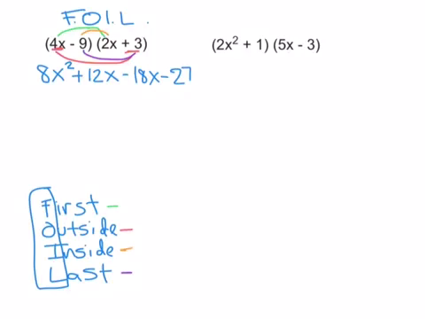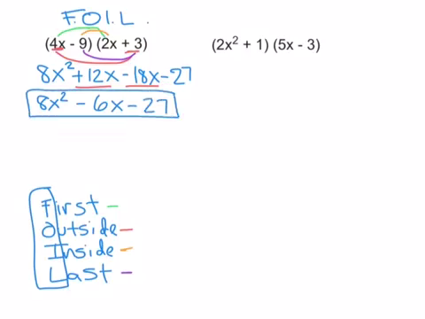Now after you do all that, what we call foiling, we use a verb there sometimes, we then need to combine any like terms. We have an x squared term here, and that doesn't have any other common terms, so 8x squared. Then we have positive 12x and negative 18x. Okay, those are like terms because they both have the same variable part, which is an x. Well, positive 12x and negative 18x will give us negative 6x. And then lastly, we have the negative 27, and that is our final expression.